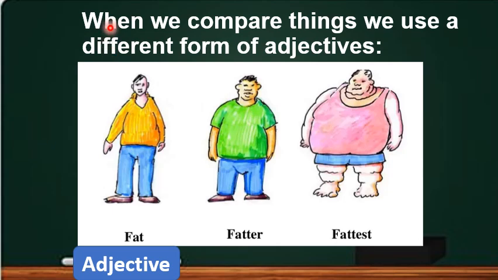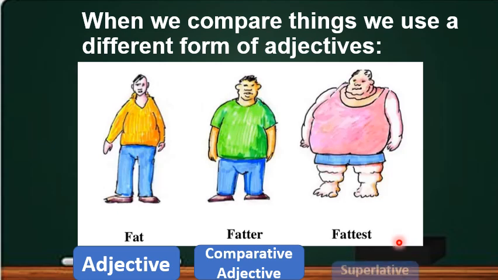Before we move on to activity 2, now I'm going to brief you about different forms of adjectives. We use adjectives to describe a person or things or animals. For example, fat. And we use comparative adjectives to compare two people, two things, or two animals. And now, I want to introduce you to a new form of adjective, which is the superlative adjective. Do you know what a superlative adjective is?